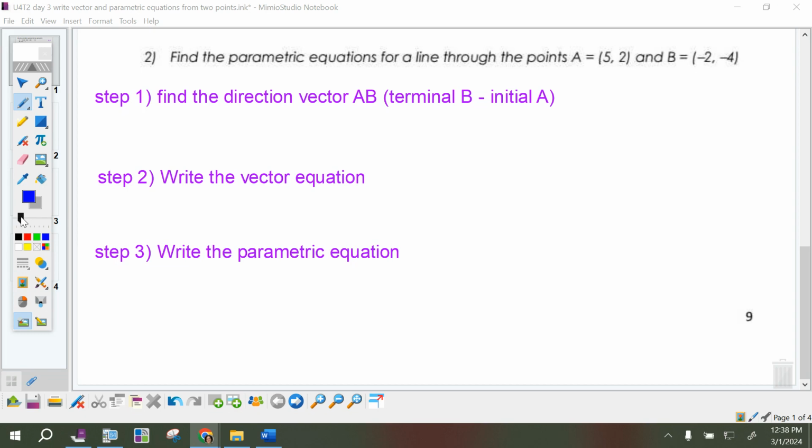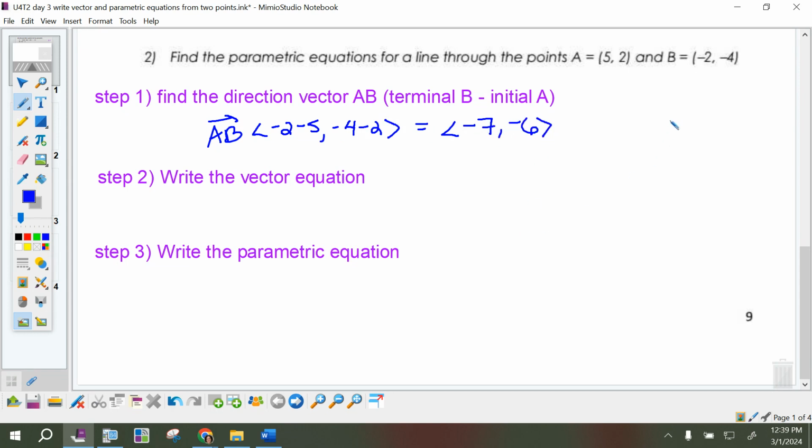All right, so part 1 is find the direction vector from AB. So that's the component form. So vector AB is the terminal point minus the initial point. So -2 minus 5 is the x-coordinate. -4 minus 2 is the y-coordinate. We get -7, -6. So if you think about a graph, this vector, -7, -6, shows us we start at the origin and travel left and down.